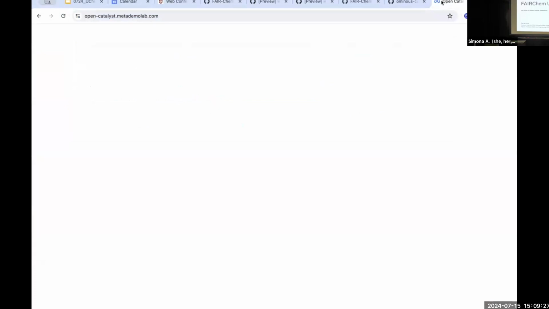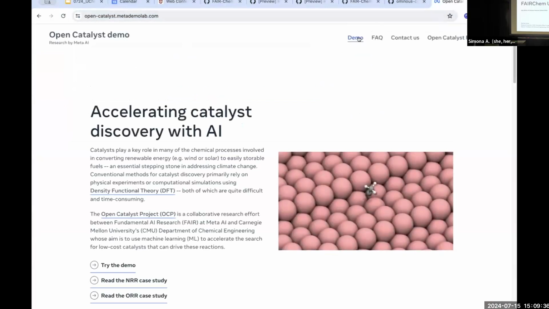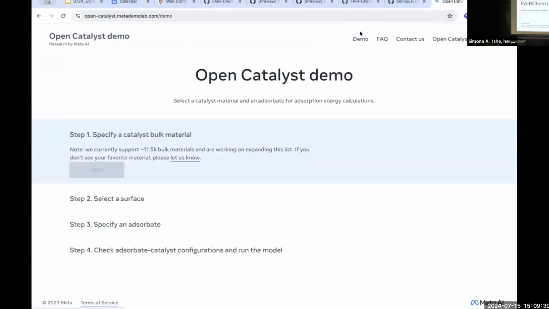Take a second to load. Seems like all the internet's just a little slow. Okay. This is basically a live demo. You can click on this. I'll walk through one of these examples.